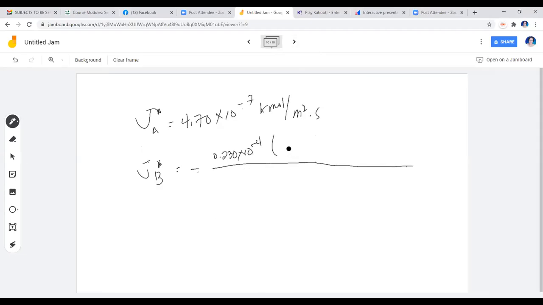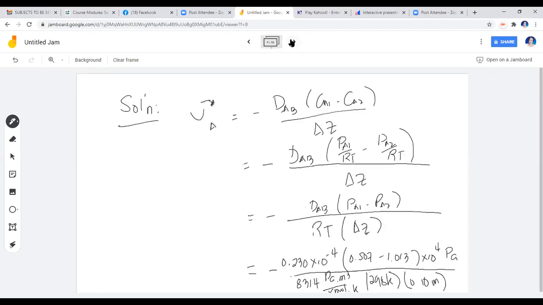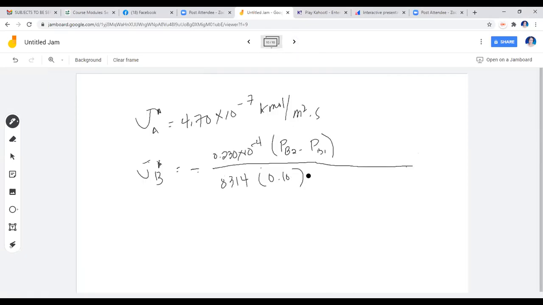So in terms of the partial pressure of B, what you need to do is, I'll leave this blank for now because this is P_B2 minus P_B1, and you still have here the 8314. I will not place the unit anymore, and this is still 0.10, just like in the previous calculation. Okay, then 298. I forgot the 298. Now, this remains to be determined, the partial pressure of B. So let's say this is equation 1.